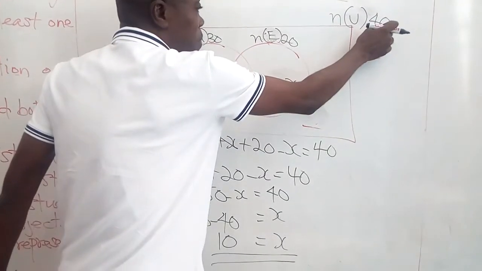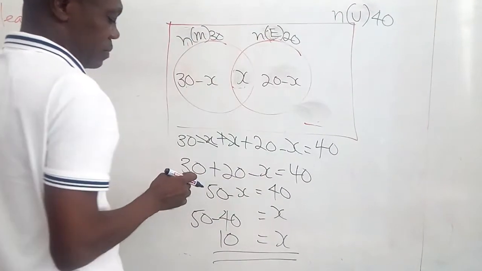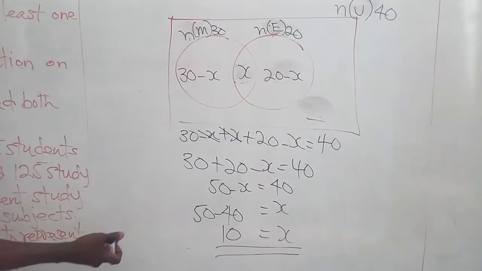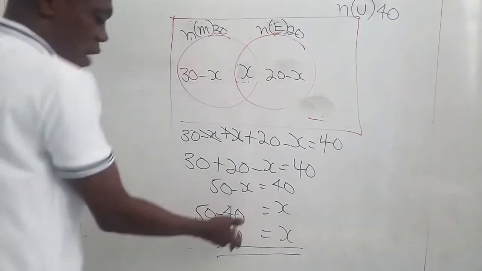50 minus 40 gave us 10. Therefore, having gone through the whole procedure, we arrived at 10.